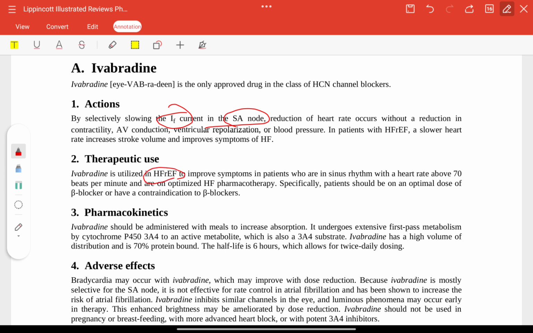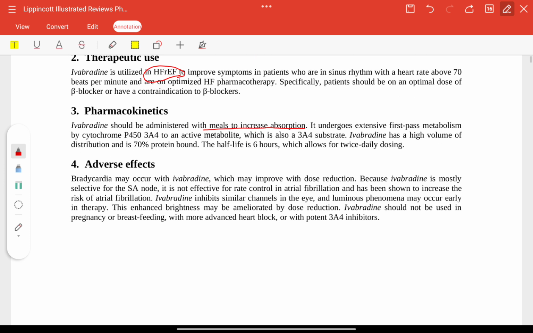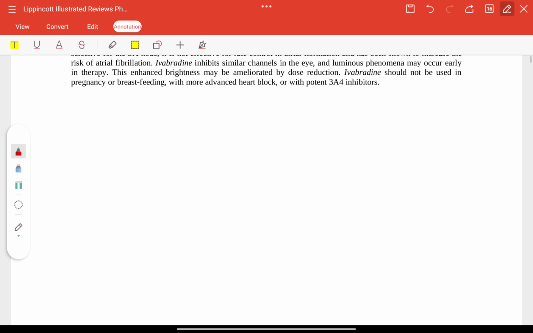Therapeutic uses in HFrEF. Pharmacokinetics: it should be administered with meals to increase absorption. It undergoes extensive first pass metabolism by cytochrome P450 3A4, with an active metabolite. Bradycardia may occur as an adverse effect.